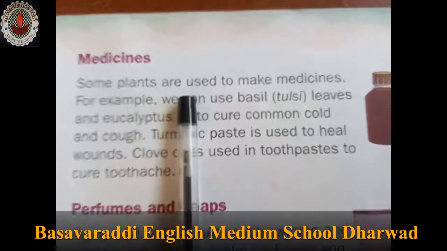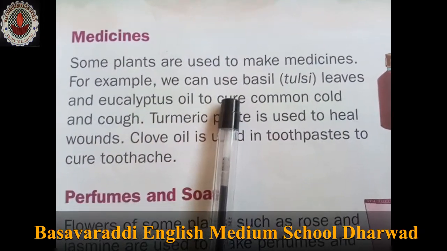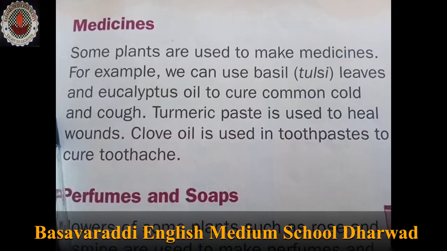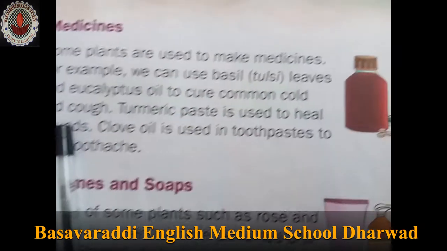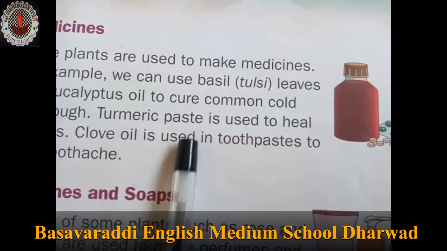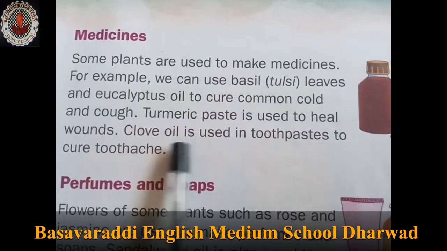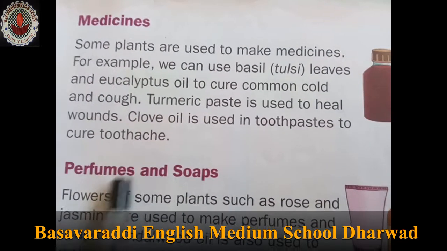Fibers are thin threads. We make cloth, paper and rope from the fibers. Medicine. Some plants are used to make medicine. For example, we can use basil, that is tulsi leaves, and eucalyptus oil to cure common cold and cough. Turmeric paste is used to heal wounds. Clove oil is used in toothpaste to cure toothache.